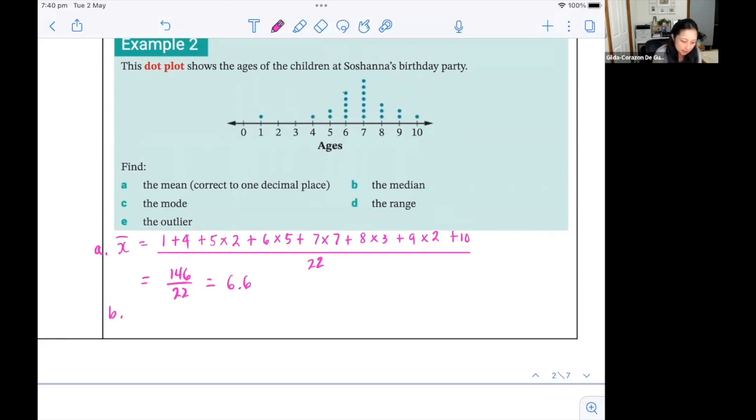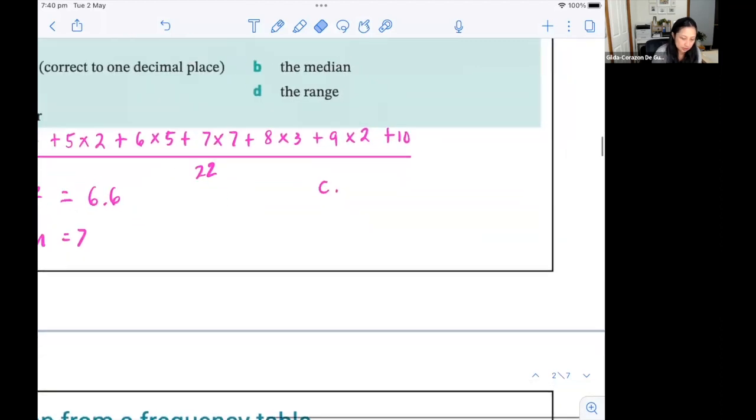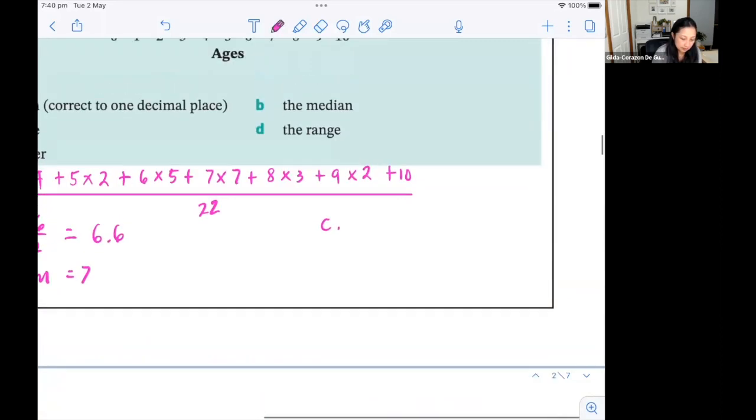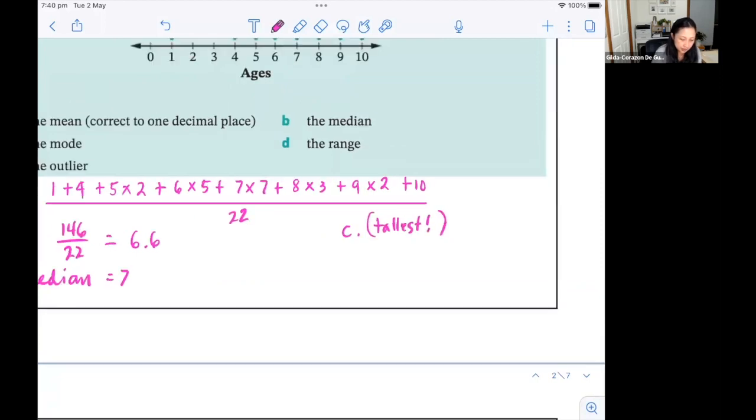So let's count that. We have 1, 2, 3, 4, 5, 6, 7, 8, 9, 10, 11, and 12. Those are your 2 middle scores, and they both are 7. And therefore, our median is 7. Okay. And then C, we've got the mode. What's the most frequent? The most frequent is actually your tallest score, right? Which is, what's the tallest score?